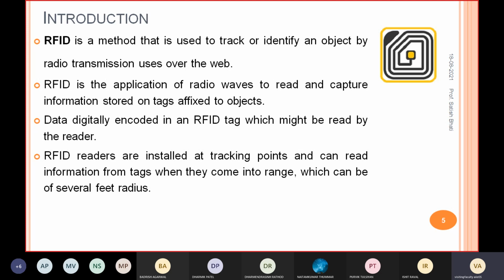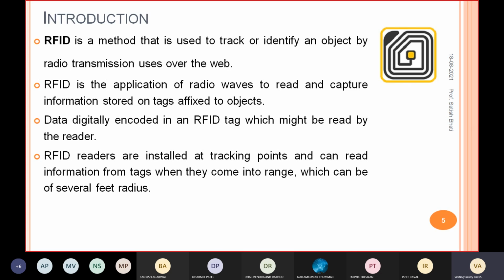Here the data is digitally encoded in the RFID tag, which can be read by the reader, right? So here you have two entities. One is the tag and the second is the reader. In the tag, you will encode some data in digital form, and using the reader, you can read that information. RFID readers are installed at tracking points and can read the information from tags when they come into range, which can be of several feet radius.